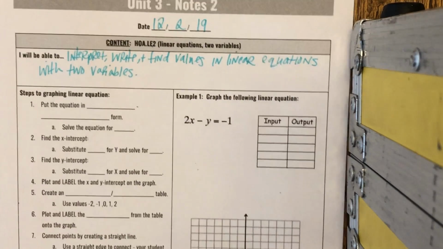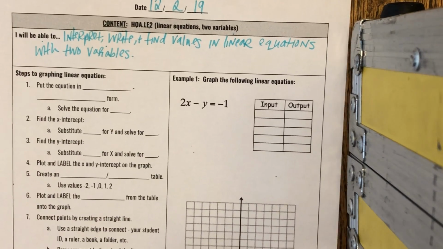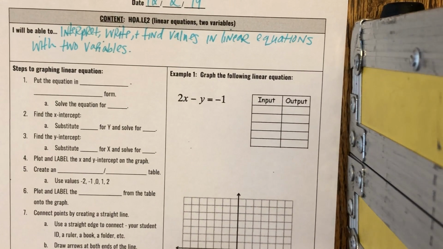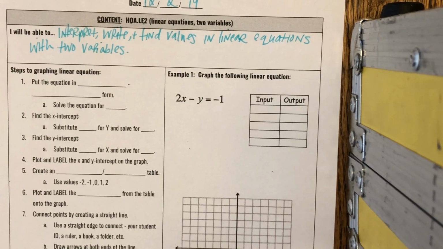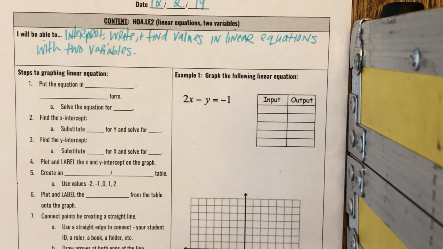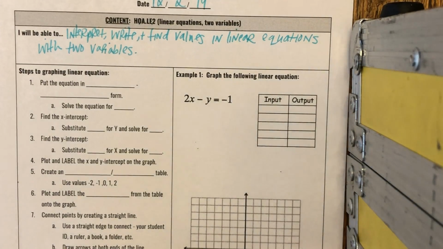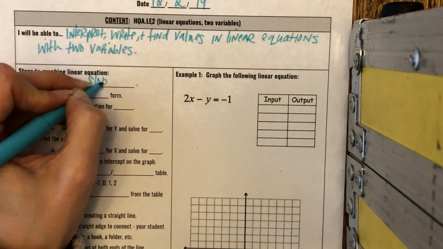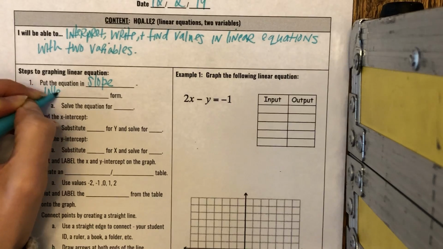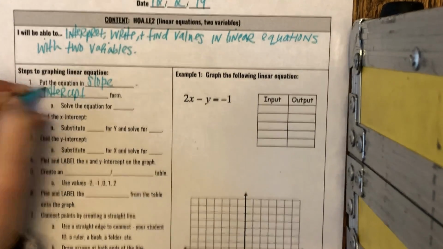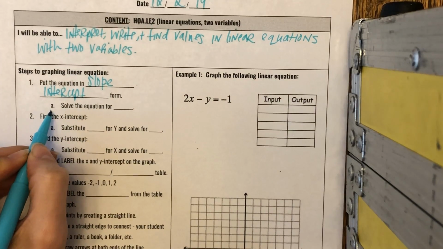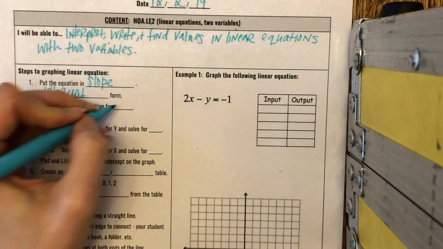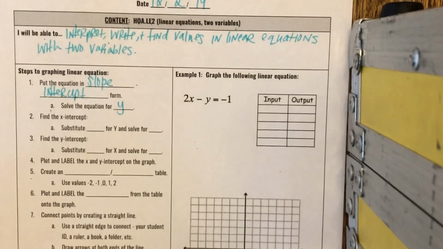If you look at the right, example 1 says graph the following linear equation. I've got 2x minus y equals -1. Look at my steps on the left. Step 1 says put the equation in blank blank form. So we need to make sure that this equation is in slope-intercept form. Step A of number 1 says to solve the equation for y. So basically I need to put it in y equals mx plus b.